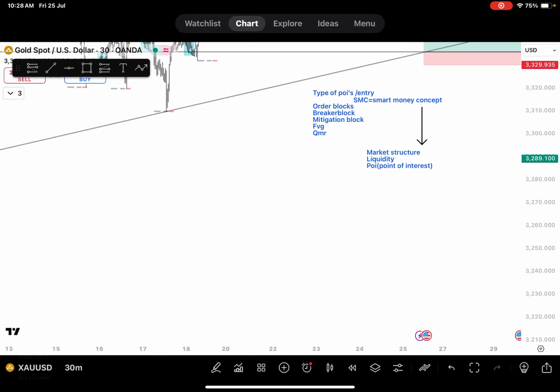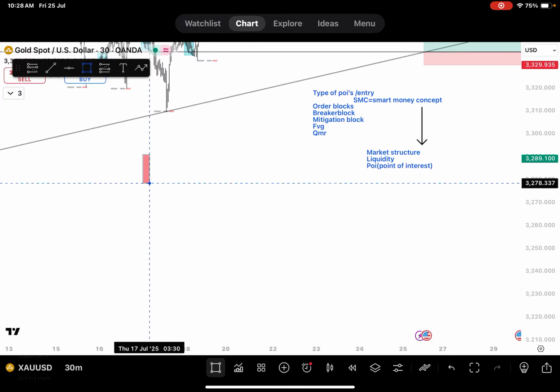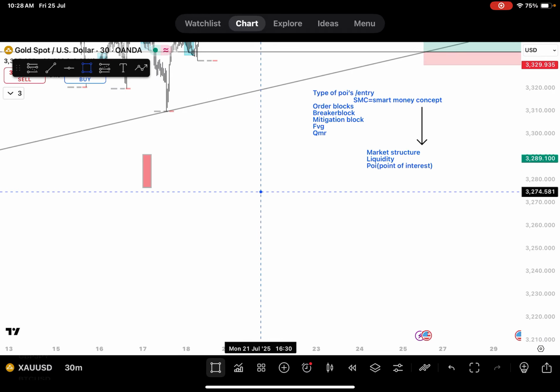Fair value gap is the space between 3 candles. For instance, you have a candle like this. You have a candle like this.